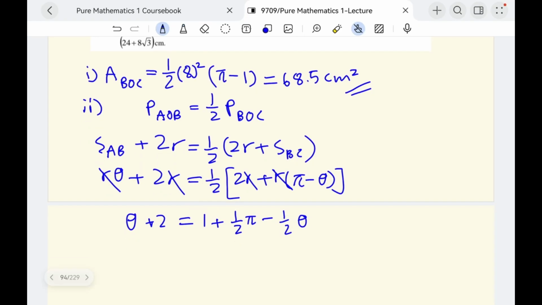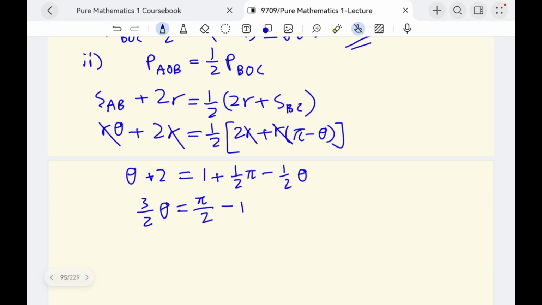So interpret in the correct mathematical operations. For this, move to the left hand side, which is 3 over 2 theta, and this is pi over 2 minus 1. Multiply by 2 on both sides, so we get 3 theta equals pi minus 2, and here it is, theta equals 1/3 of pi minus 2.